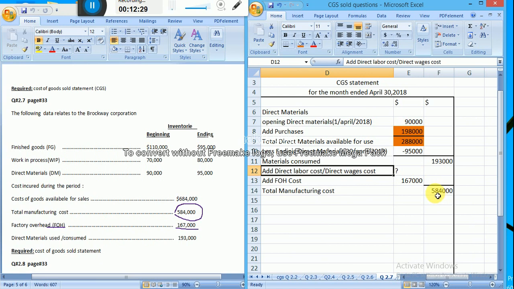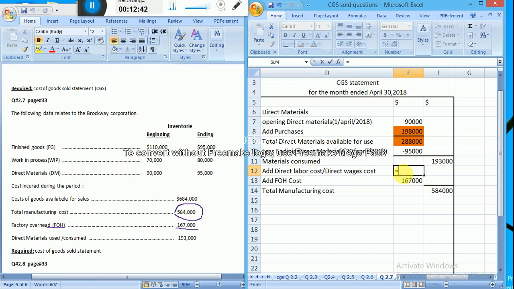Simply what we will do, $5,84,000 minus 1,67,000 minus 1,93,000. So in this way we can also find the direct labor cost. How? Look at this, 5,84,000 minus factory overhead minus 1,93,000. So again 2,24,000. This is our missing item. So we found the missing item.